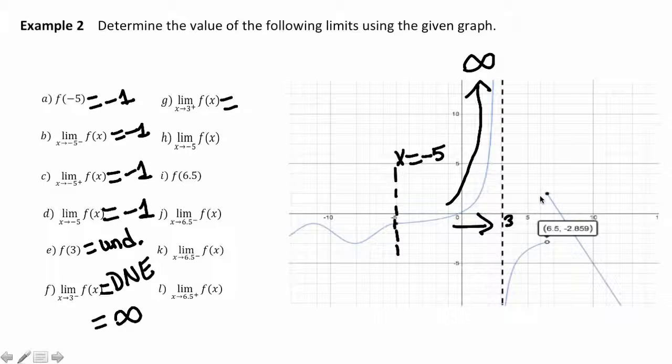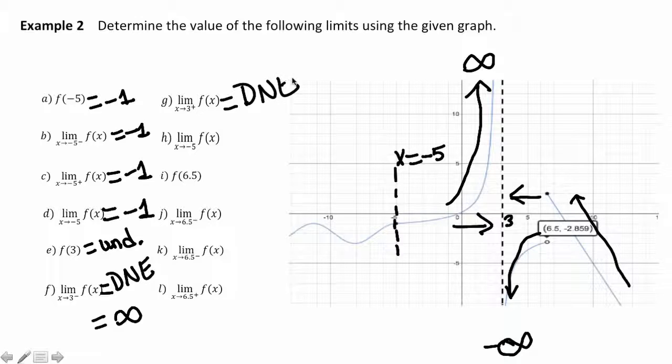Now as we approach 3 from the right side, look how the graph behaves. The graph increases, and then has a jump, and then it decreases. We're looking at ultimately how the graph behaves. So the graph can do all sorts of stuff, but ultimately it basically approaches negative infinity. It just keeps getting more and more into the negative numbers. So we say that this does not exist as well. Or you could alternatively say negative infinity.